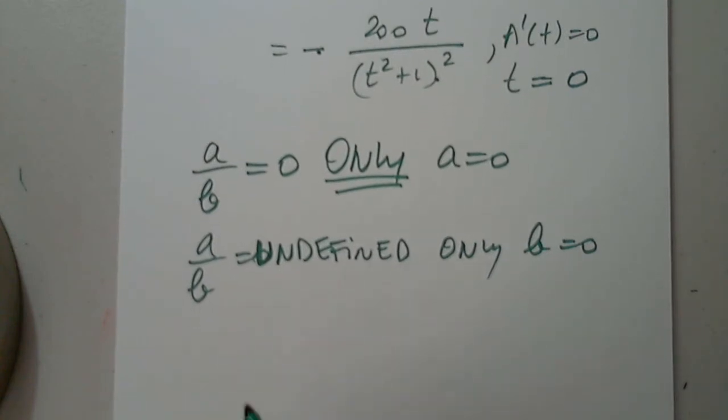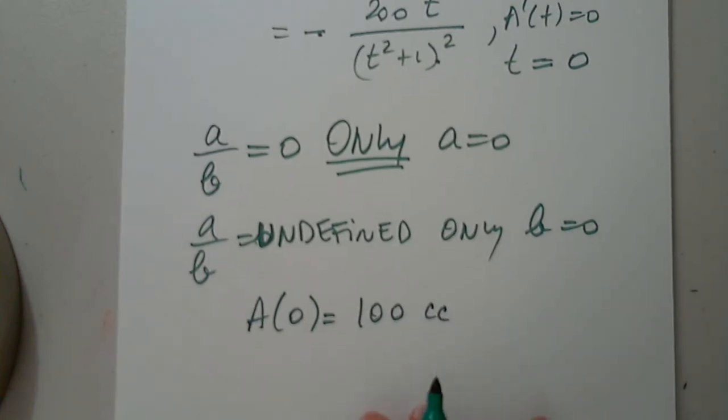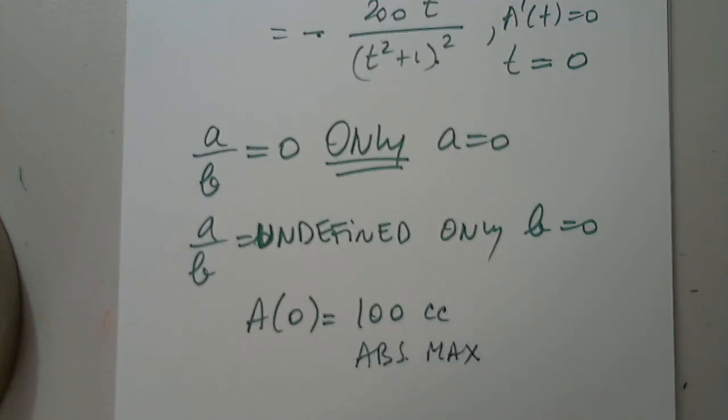So now A of 0 is 100 cc. So that is the absolute maximum. They already told us from the very beginning in the problem, it's decreasing.